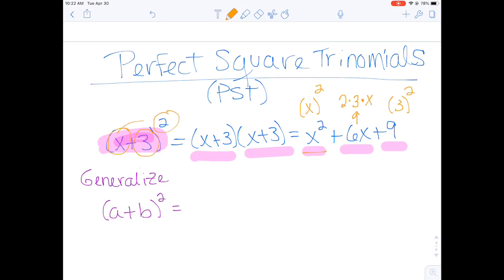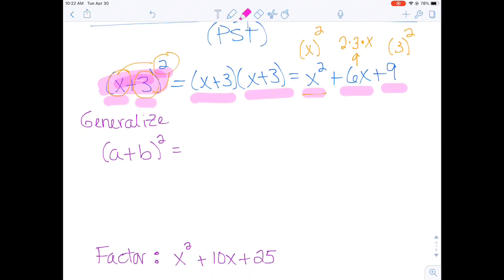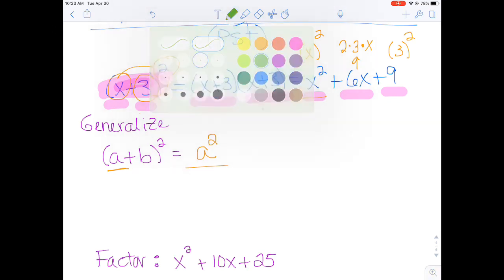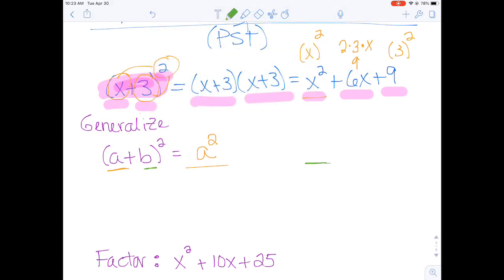So to get the first term, we do x squared. To get the last term, we do 3 squared. And the middle is 2 times x times 3. All right. So think about it if I just have a general one, a plus b squared. To get the first term here, we're going to do the first part squared, so a squared. To get the last term, we're going to do the last thing squared. So that would be b squared.